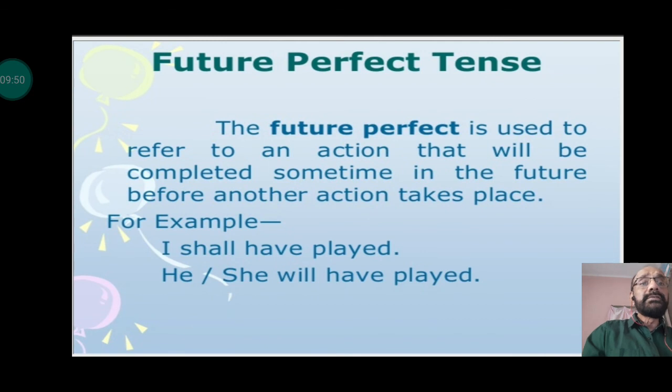Now future perfect tense. The future perfect tense is used to refer to an action that will be completed sometime in the future before another action takes place. I shall have played cricket by the time school is over.